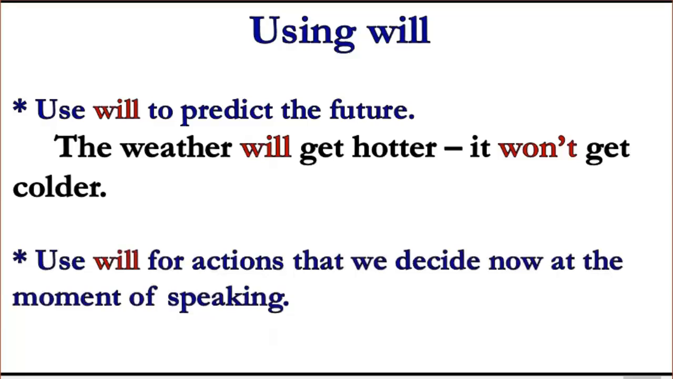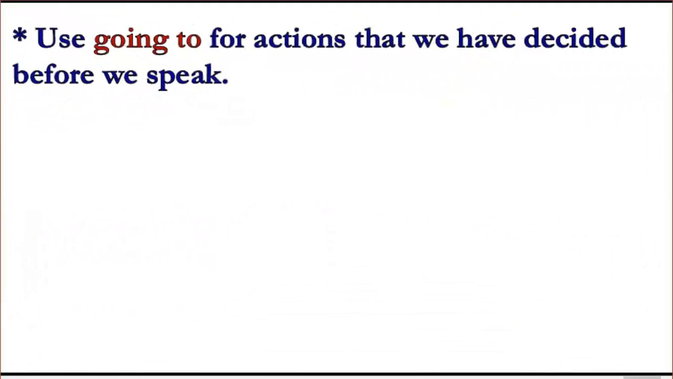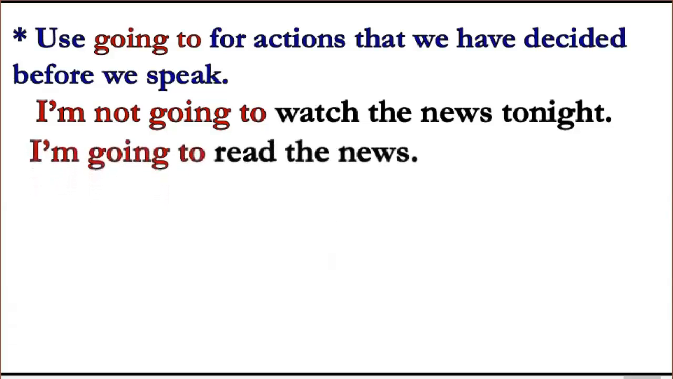We can use will for actions that we decide now at the moment of speaking. For example, I say, I'll wash up the dishes. I have just taken the decision to wash the dishes, so I say, I'll wash up the dishes. We use going to for actions that we have decided before speaking. Before speaking, we may decide or plan something in the future. For example, we can say, I am not going to watch the news tonight. Then it's my plan or my intention.